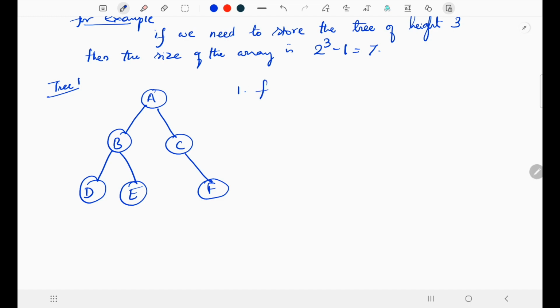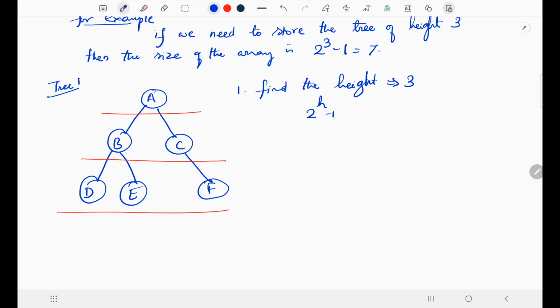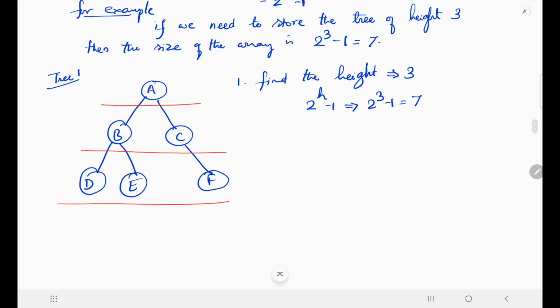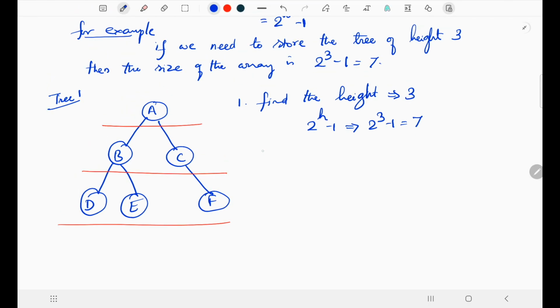Step 1, find the height. What is the height of this tree? The height of this tree is 3. How 3? This is our first, second, third level. So what is the size of the array we need? We need the size of the array 2 power h minus 1, which equals 2 power 3 minus 1 equals 7. So the maximum size of the array is 7. So what is the size of the array?